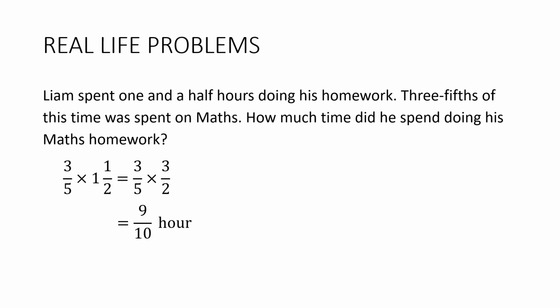Now, there is another way to do that question. We could have turned the 1.5 hours into minutes. That would be 90 minutes. And we could work out 3/5 of 90. So what we would do is this division first. 5 into 90. That gives us 18. So 3 times 18 is 54 minutes. And these two answers are the same. It's just that this one's written in hours and this one's written in minutes.